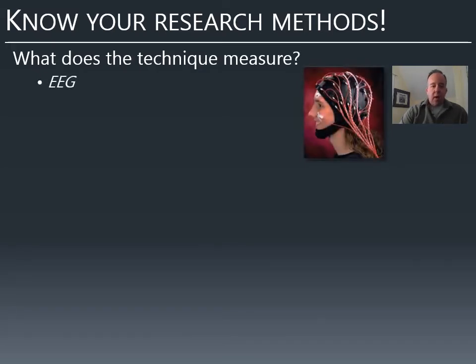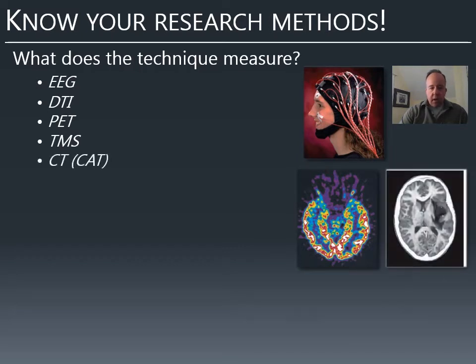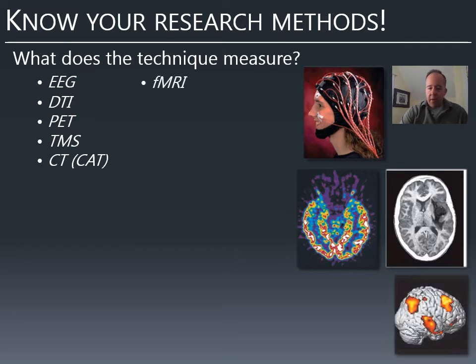electroencephalography, DTI, diffusion tensor imaging, PET, positron emission tomography, TMS, transcranial magnetic stimulation, CT scans, or CAT scans as they're also known, fMRI, and that F is important, functional magnetic resonance imaging, as opposed to typical MRI, magnetic resonance imaging. Those are different techniques, even though they use the same machine.